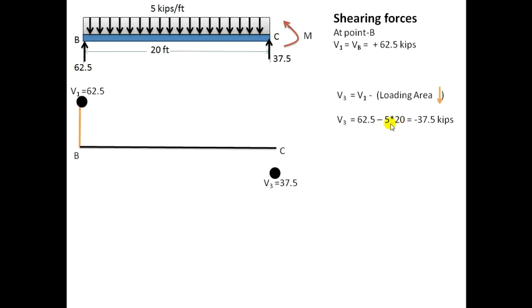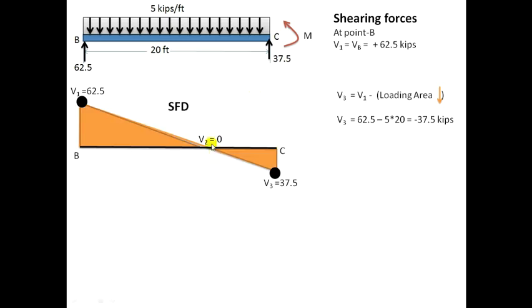How is the loading area found? 5 into 20. This 5 and 20 is the loading area, this UDL. Subtract it from this 62.5 because the load is acting downward. So that is why we subtract this load value from the previous shear force. We will get the shear force over here. From B to C we will move directly, because here no load is changing, only one UDL is acting. So there will be only one type of UDL line like this from B to C.